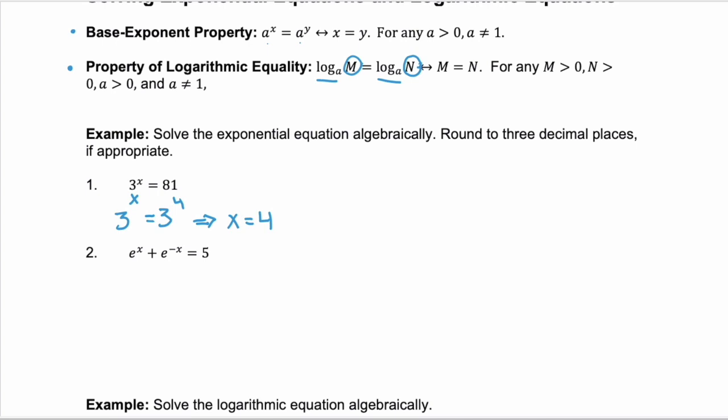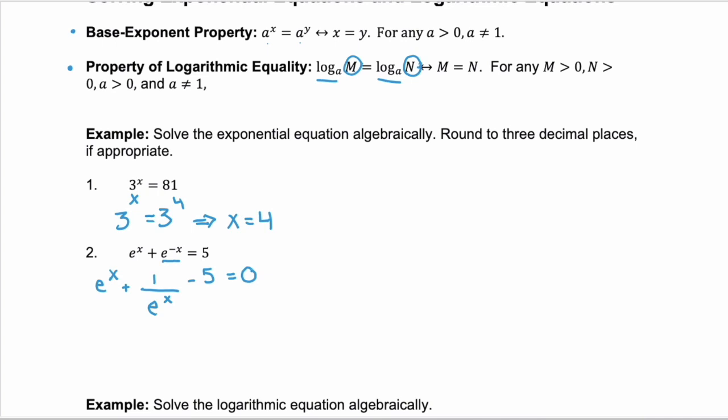Now we want to look at a little more challenging of an example. Example 2, we have e to the x plus e to the negative x equals 5. Well, first let's deal with this negative exponent to see what we really have. And remember that a negative exponent is the same as moving that value down to the denominator with a positive exponent. At the same time, I'm also going to subtract 5 from both sides.